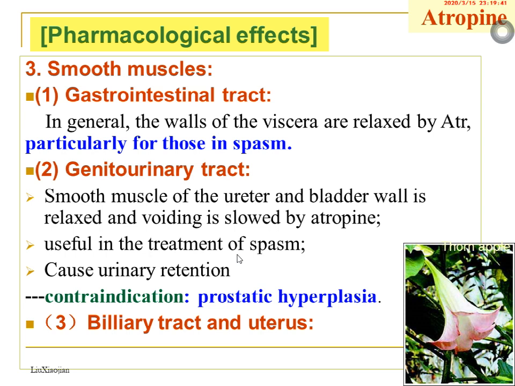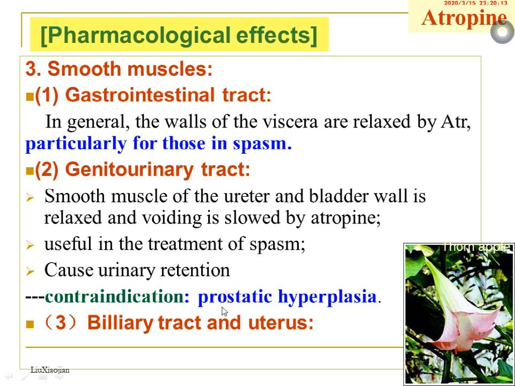So in these conditions, atropine, because it is an M receptor blocker, is very useful to correct the symptoms of irritation signs of the bladder. But at the same time, atropine also has a tendency to cause urinary retention. So because of this result, atropine has another contraindication.